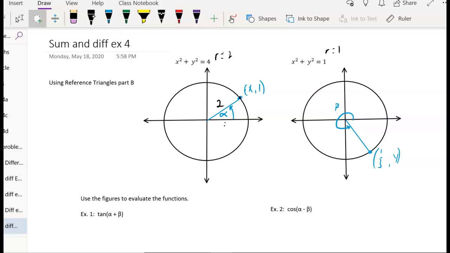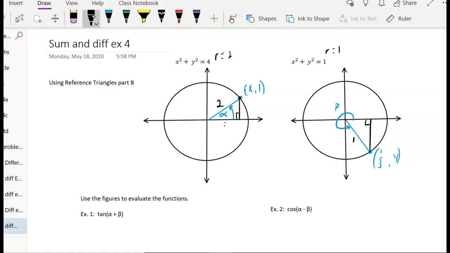Well, we should probably draw the triangles first, huh? So let's just extend this straight down. There's a right angle, hypotenuse 2. Let's extend this one. Remember that the reference triangles always go to the x-axis. They never go to the y-axis. This is the 1 here.